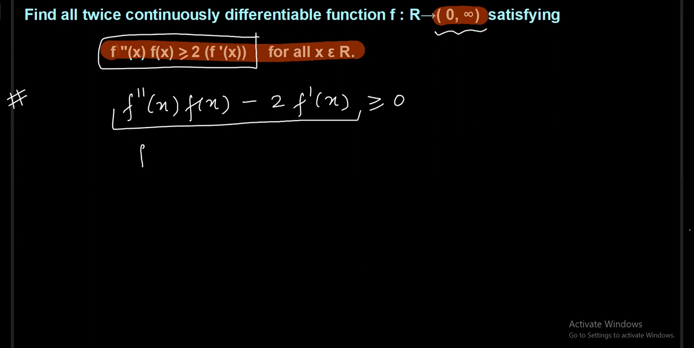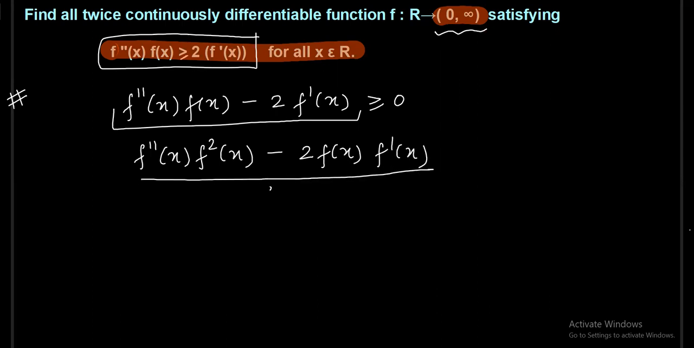So I'm multiplying and dividing it with f of x. If you multiply and divide it with f of x, you will get the expression upon f of x greater than or equal to 0. Still, it is not the exact derivative. So I'm doing a little bit more manipulation, multiplying and dividing it with f cube of x.